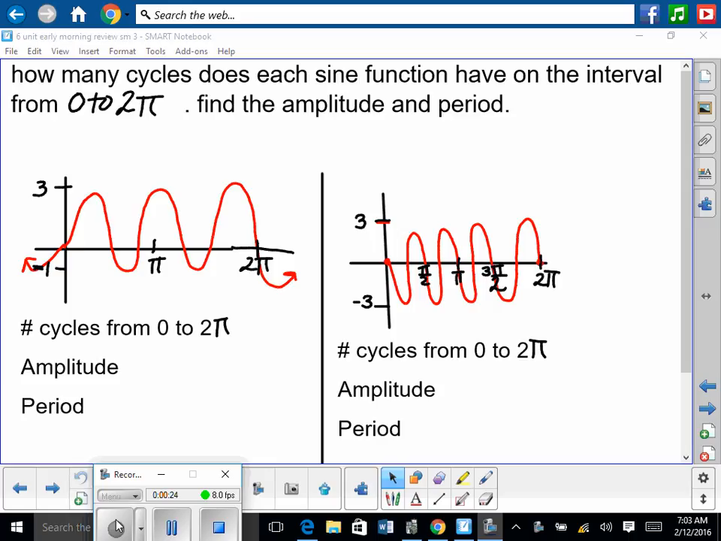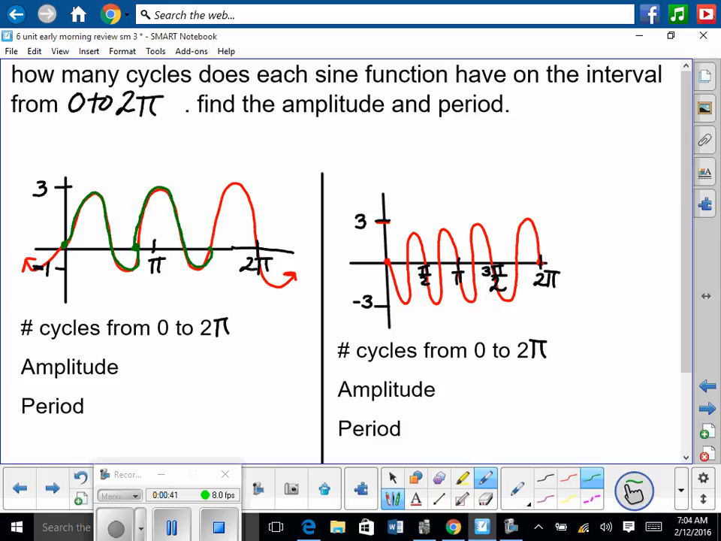So number of cycles from 0 to 2 pi, you can count. I'm starting at 0, right? So it must be a sine function. So there's 1, and then there's 2, and a half, right? 2 and a half. So 2.5.